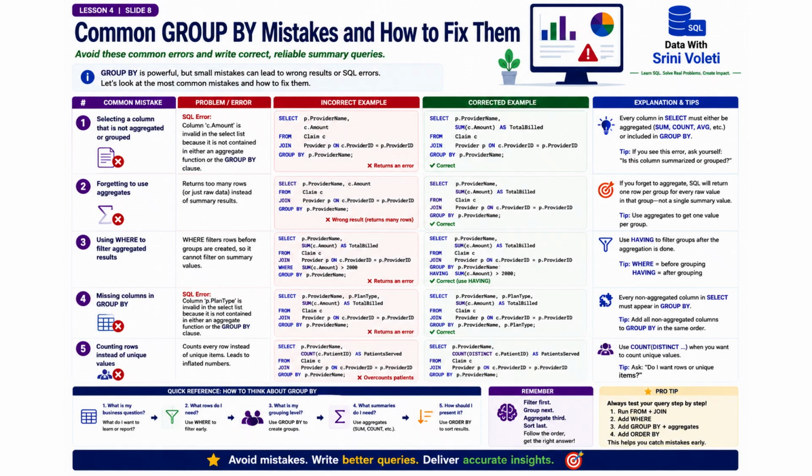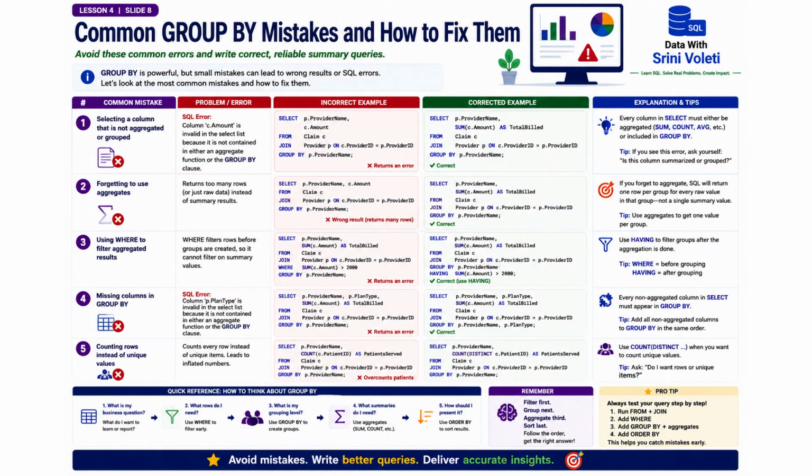Let us say one patient visits the same provider 5 different times. If we use count star, SQL returns 5. But our business question asks how many unique patients did this provider treat? Then the answer should be one patient, not 5 visits. That's why we use the SQL count distinct of patient IDs.